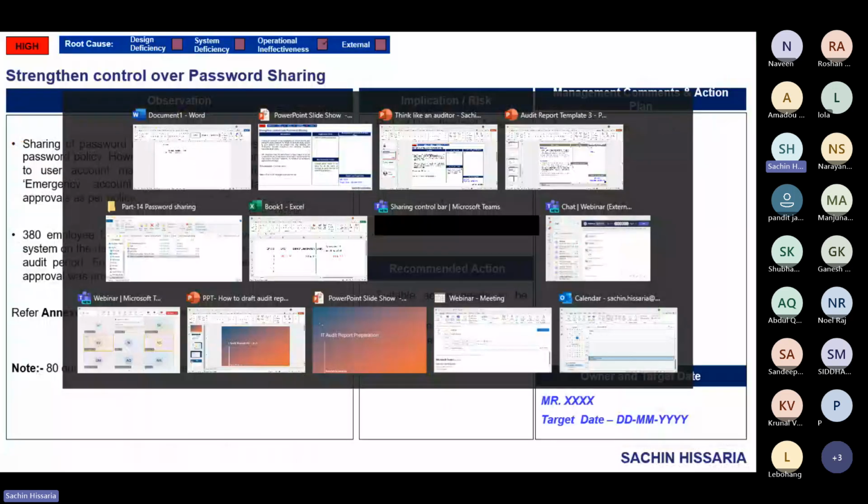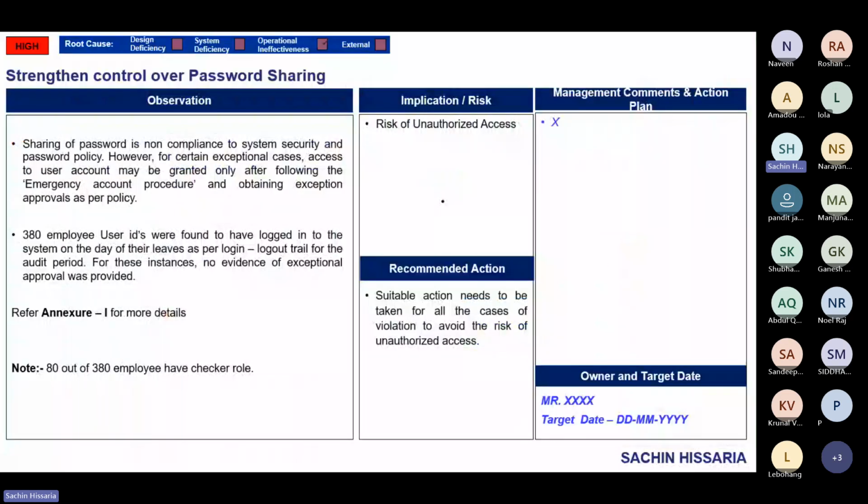Now, how did I present that observation, guys? As you can see here, first this is my observation heading: strengthen the control over password sharing. Then this is the background of the observation. In the background, what I have written: sharing of password is a non-compliance to the system security password policy, because this is mentioned in the policy itself, that you cannot share the password.